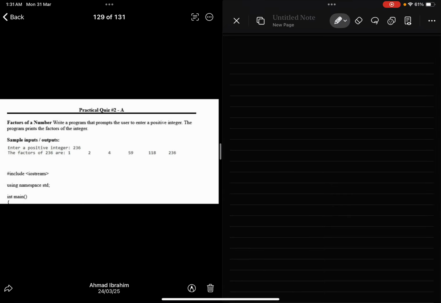So now we have the last one, factor of a number. Write a program that prompts the user to enter a positive integer. The program prints the factors of the integer. Enter a positive integer 236, and the factors of 236 are 1, 2, 4, 59, 118, 236.